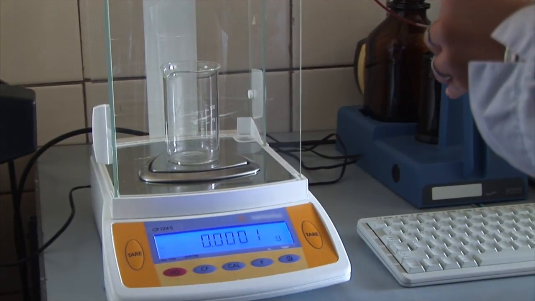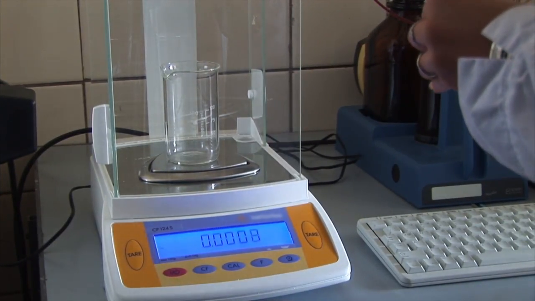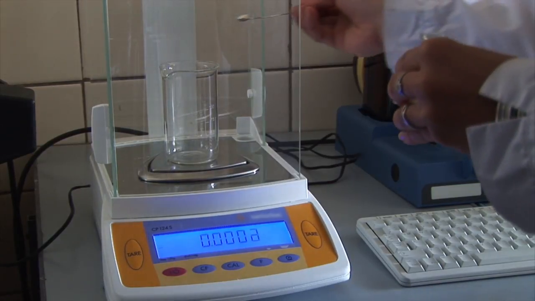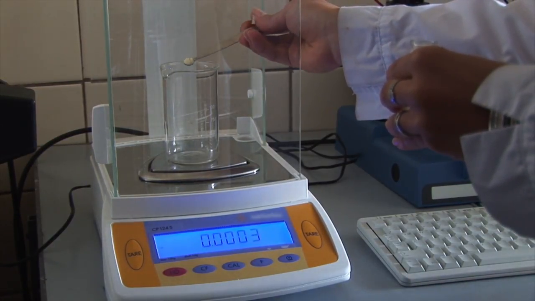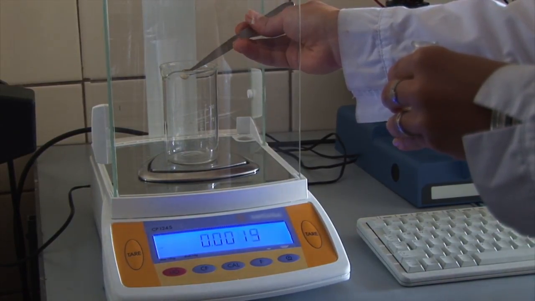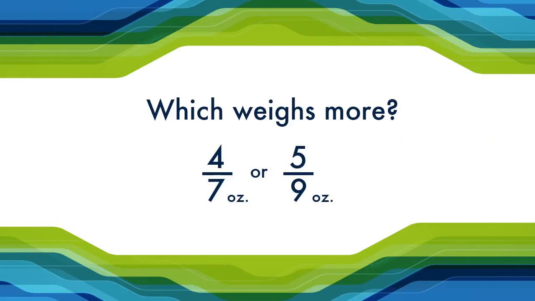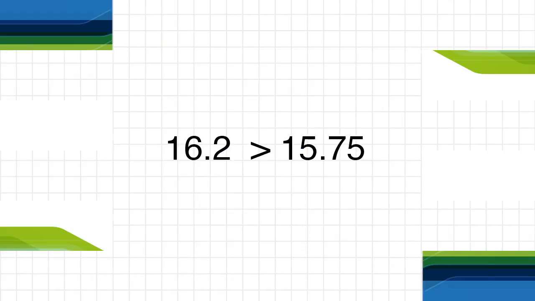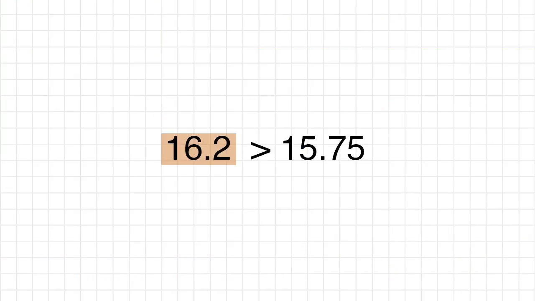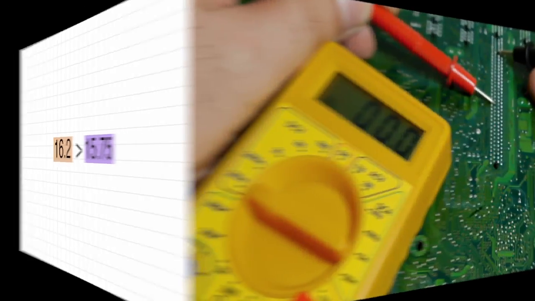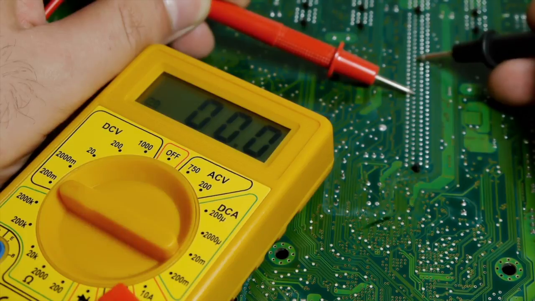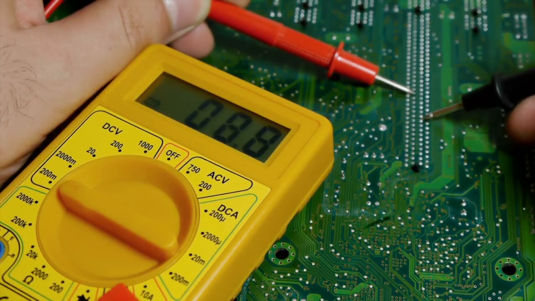If you're weighing 2 chemicals for a science experiment, and you have 4/7 of an ounce of one chemical plus 5/9 of an ounce of the other chemical, can you quickly tell which chemical weighs more? Just convert to decimals. It's a lot easier to see that 16.2 grams is greater than 15.75 grams. That is why people usually use decimals in measurements and calculations.